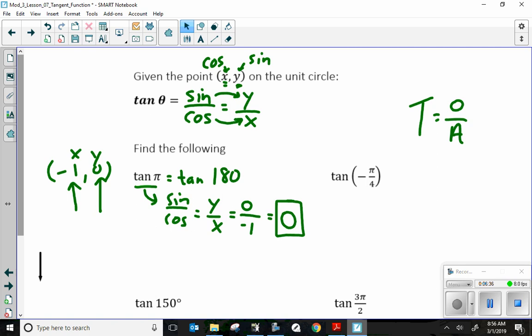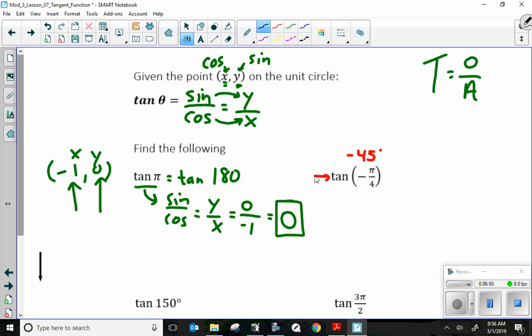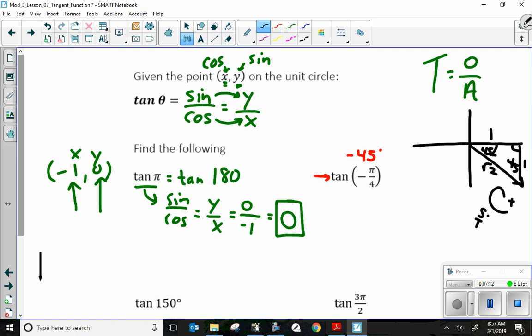The second one here, tangent of negative pi over 4. Well, I know that's the same thing as -45 degrees. If I draw this little thing here and I go down 45 degrees, I have a 45, 45, 90 triangle, which is 1, 1, radical 2. And cosine, all students take calculus, is the only positive here. So sine and tangent are negative. My answer should be negative, whatever it is.